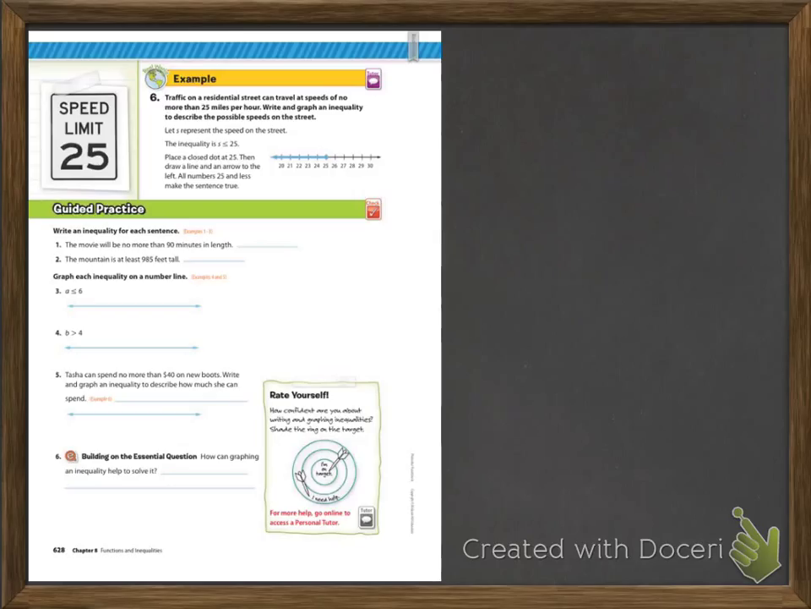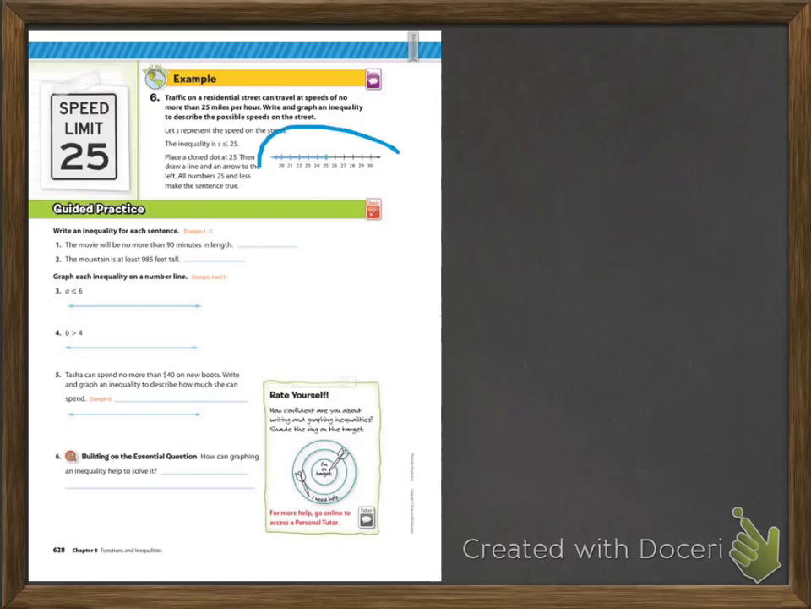So looking at our last example, number 6, it says, traffic on a residential street can travel at speeds of no more than 25 miles per hour. Write and graph an inequality to describe the possible speeds on the street. So it talks about a residential area, which is an area that you would live in, a street with houses on it. So it says that people cannot travel at speeds more than 25 miles per hour, which means you can't go faster than that.